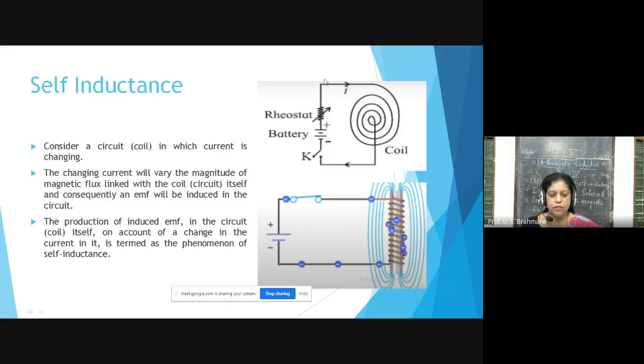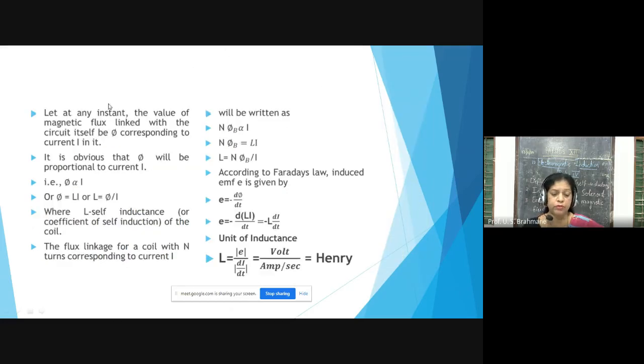Then we have seen that the magnetic flux linked with the circuit itself be phi, and phi is proportional to the current I. So we have this relation phi is equal to Li. Now L is constant and it is called the coefficient of self-inductance. The flux linkage for the coil with N turns corresponding to current I is N phi B.